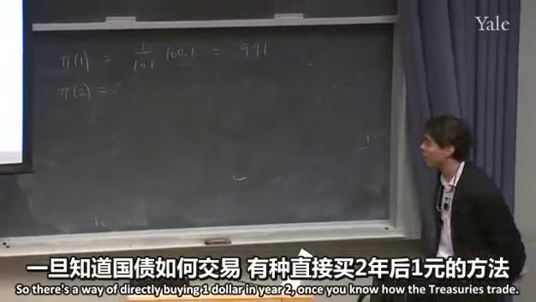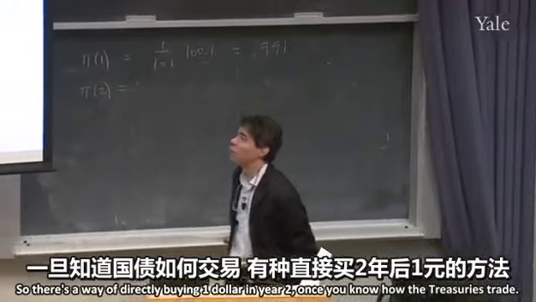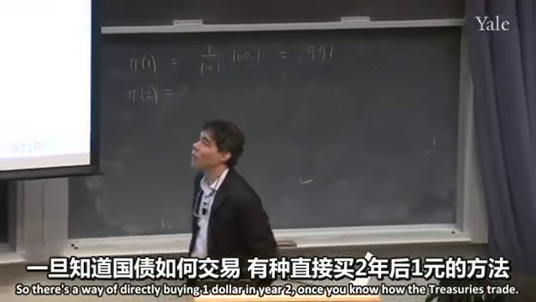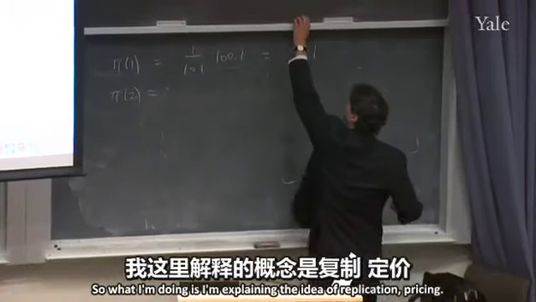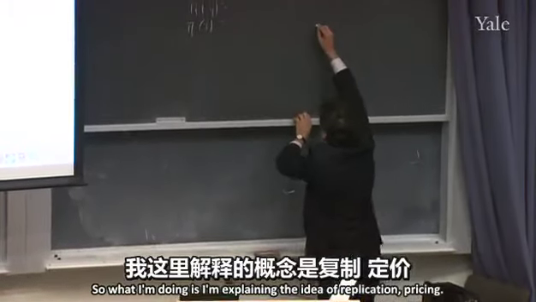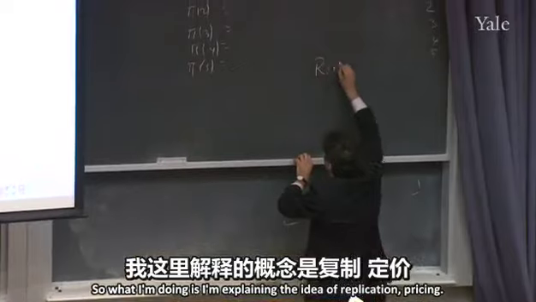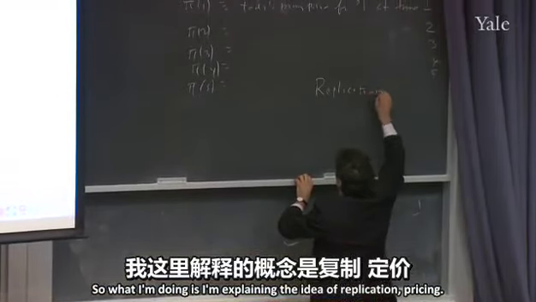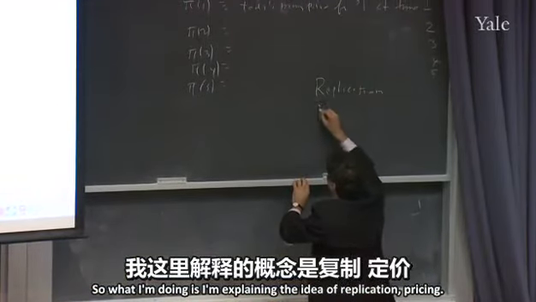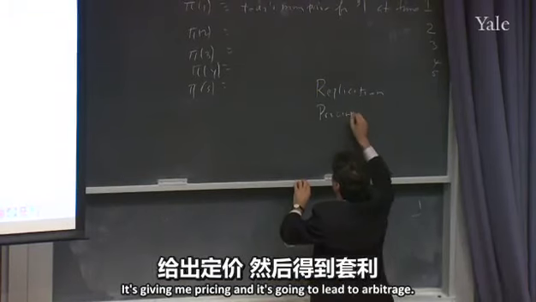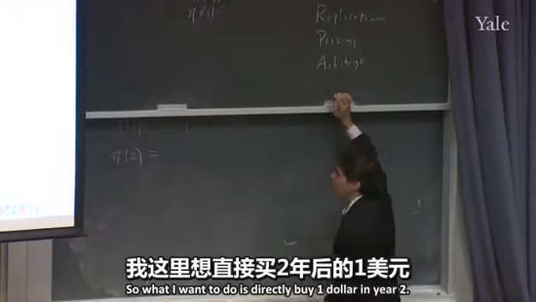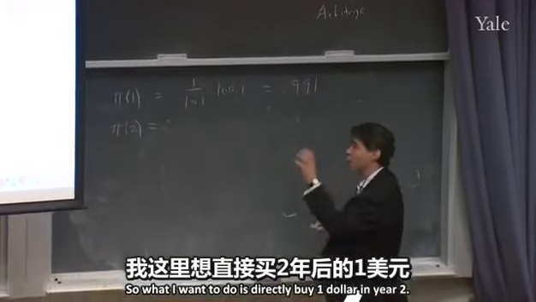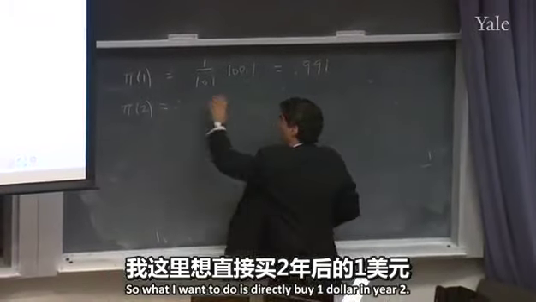So there's a way of directly buying $1 in year 2 once you know how the Treasuries trade. What I'm doing is explaining the idea of replication, which gives me pricing, and it's going to lead to arbitrage. They're all basically similar ideas here. Okay, so what I want to do is directly buy $1 in year 2.